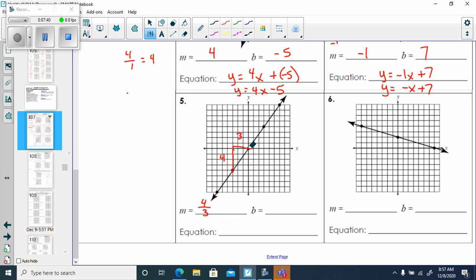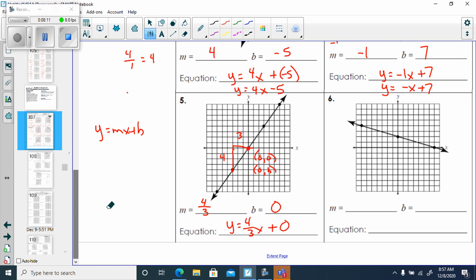My b is where this crosses the y-axis. It crosses at 0, 0, the origin. And we know that our b is always the y value for the y-intercept. Hence, it is 0. My equation, which I start with y is equal to mx plus b, let's plug in our m, it's 4/3. Y is equal to 4/3 x plus b, which is 0. Adding 0 doesn't change anything, so I could call this simply y is equal to 4/3 x. I'll put it over here so you can see it better. Y is equal to 4/3 x, okay?